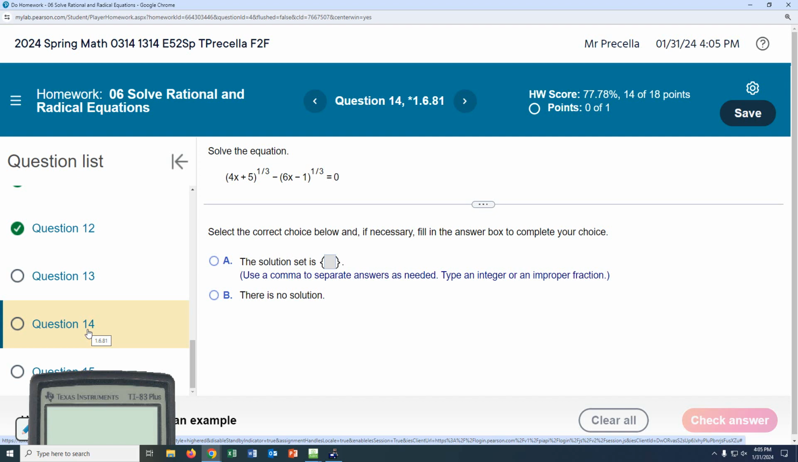Oh, this is such a good problem. In the past I used to always have this one as a test problem. It just looks hard.